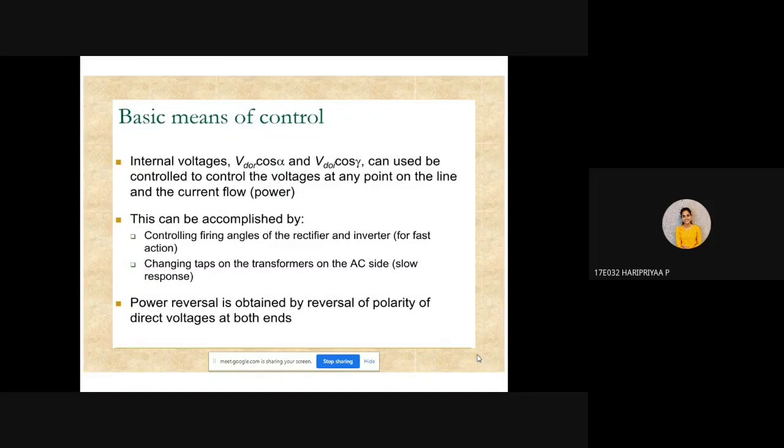The internal voltages V cos alpha and V cos gamma can be used to control the voltages at any point of the line and the current flow, that is power. This can be done by controlling the firing angles of the rectifier and the inverter. This will be the fast action. Then, changing taps of the transformers on the AC sides will be a slow response. Power reversal is obtained by reversing the polarity of the direct voltages at both sides of the terminals.